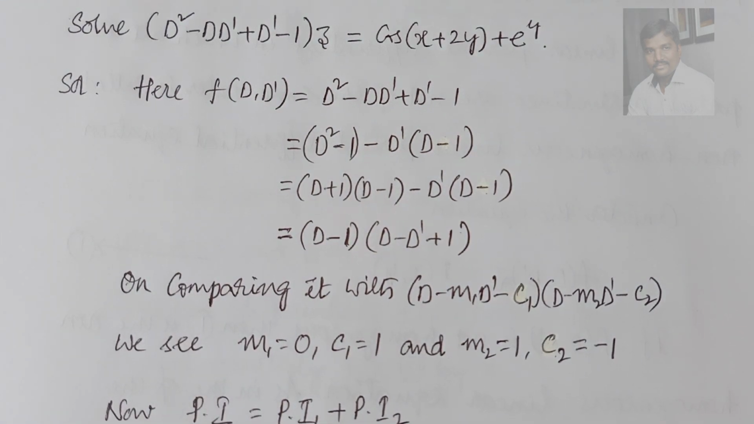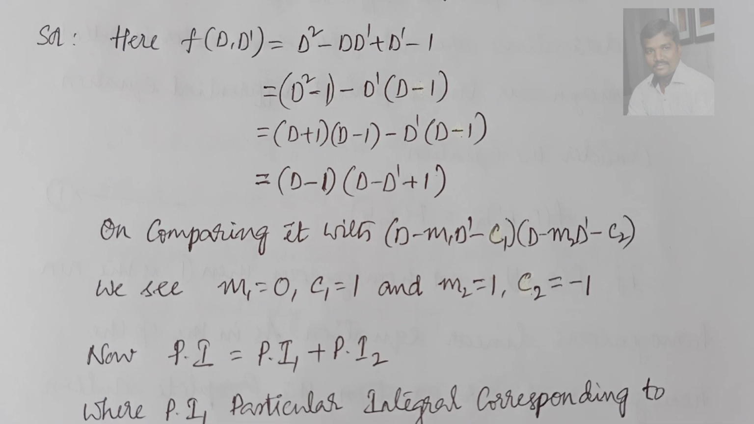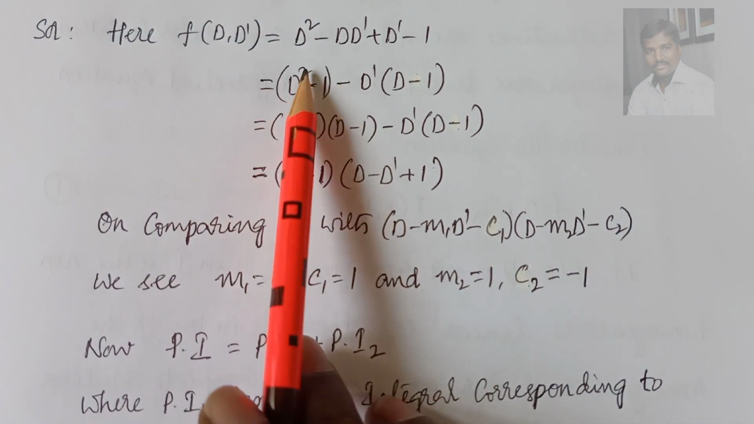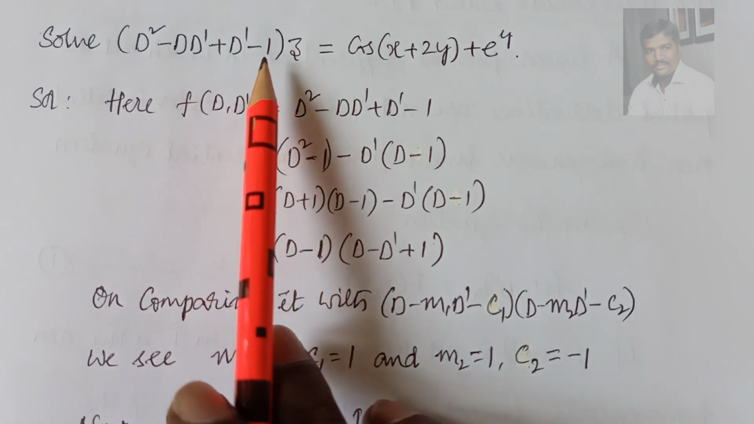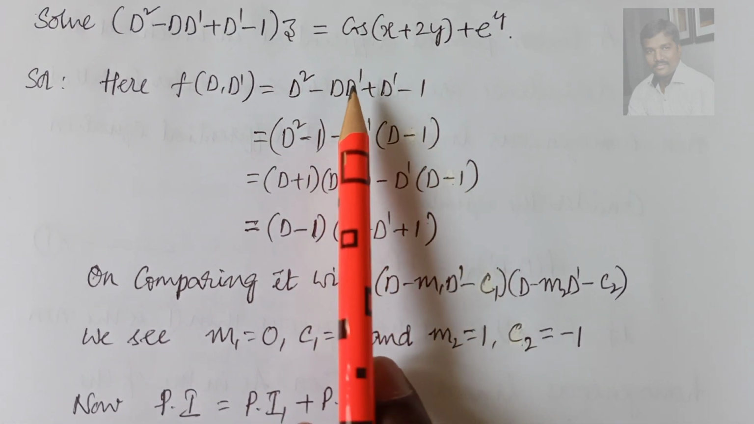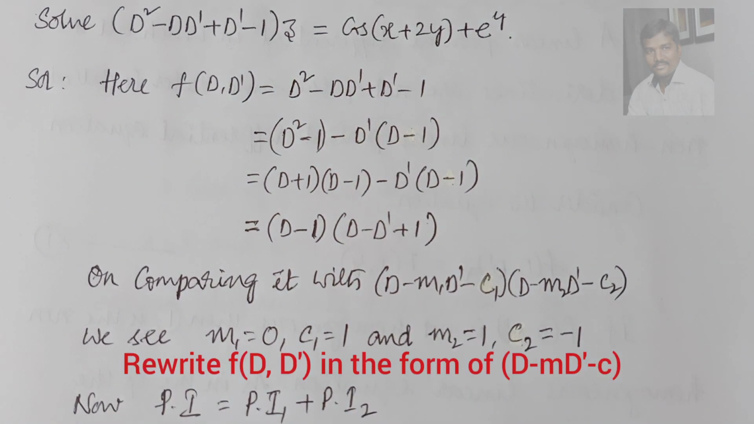Now first find the complementary function, then the particular integral. We have to follow almost the same procedure as in homogeneous linear partial differential equations. Let us write f(D, D') here, the given problem: D² − DD' + D' − 1. Now we have to rewrite this in the form (D − m1D' − c1).